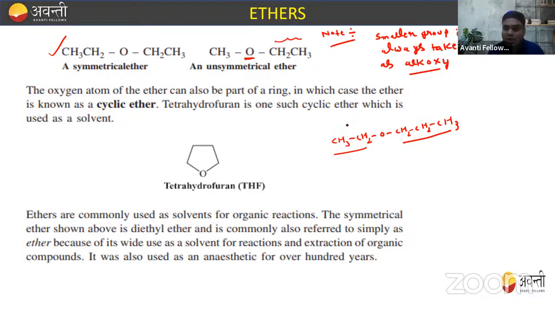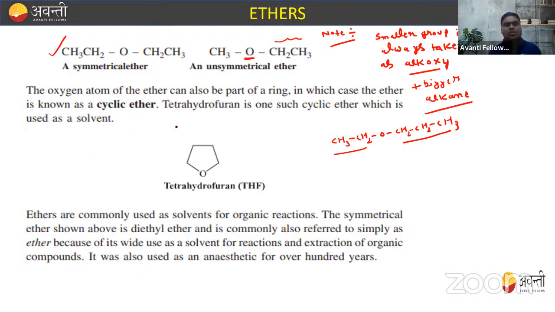So this is known as ethoxypropane, right? Always remember one thing: the smaller group is always taken as alkoxy and the bigger group is always considered as alkane, right? So these two points are very important while naming ethers. That is, the smaller group is always taken as alkoxy and the bigger group is always taken as alkane. Clear to everyone?